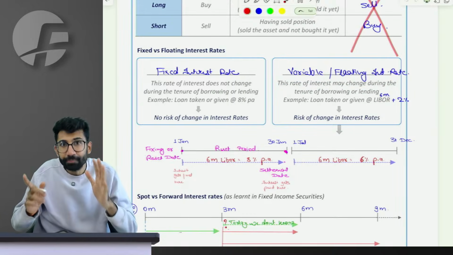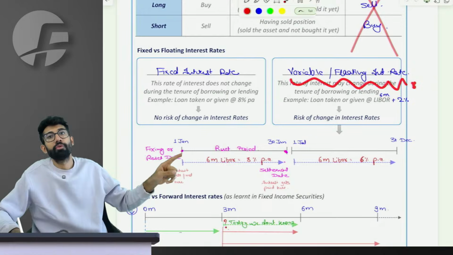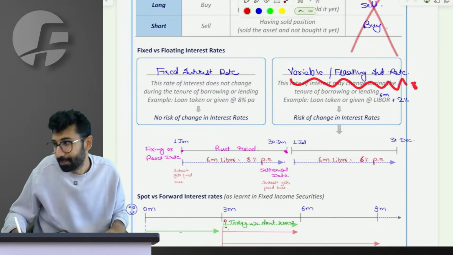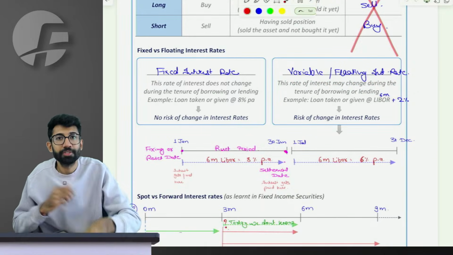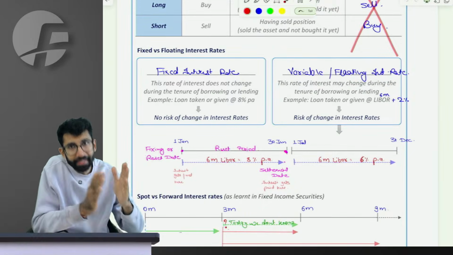Can you all feel the risk in floating interest rate, that the cash flows that you are going to pay are uncertain, people in the class? Before we proceed to learn derivatives, it's very important to understand the need of derivatives.